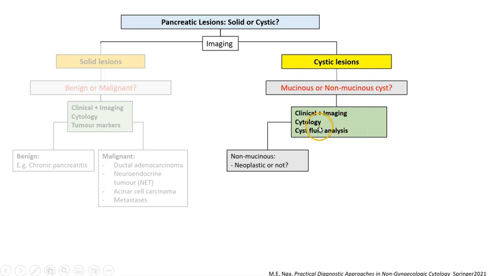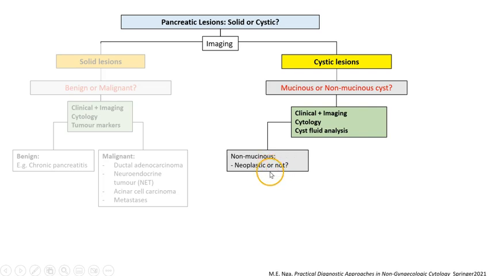We also, of course, look at the cytology, and I also want to include the gross appearance here of the aspirated material. And there is an additional element that is very important, and that is cyst fluid analysis. This can be in the form of biochemical tests, for example, CEA levels or amylase, or this can be molecular tests on cyst fluid.